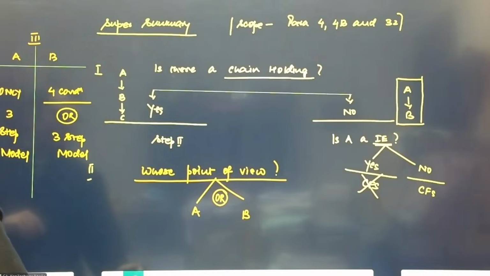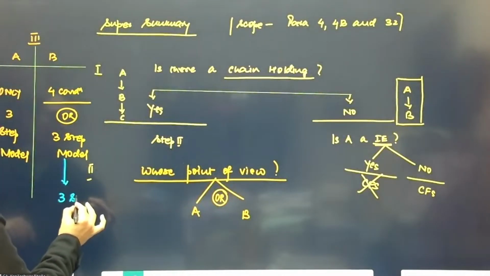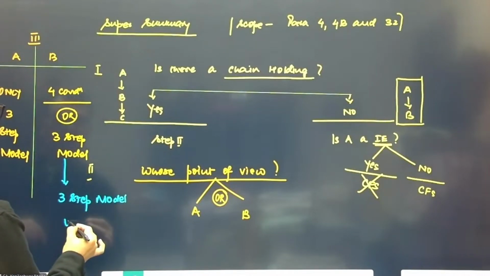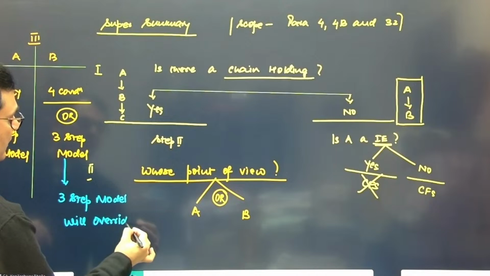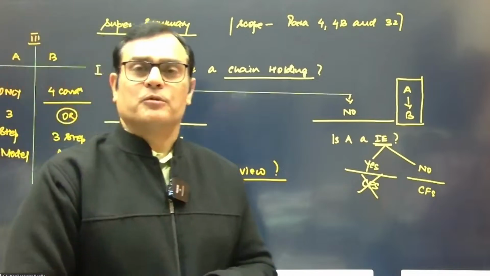And in this particular case, I think it is worth making a mention that the three-step model will override the decisions. So whatever conclusion comes under a three-step model, that is going to be the deciding criteria. I hope I've made your life simpler.